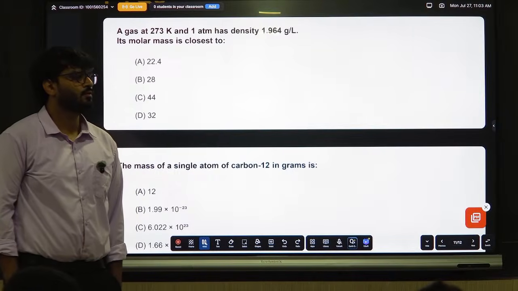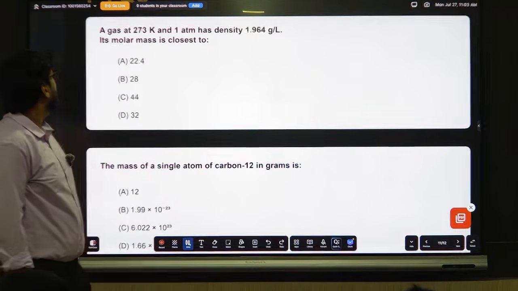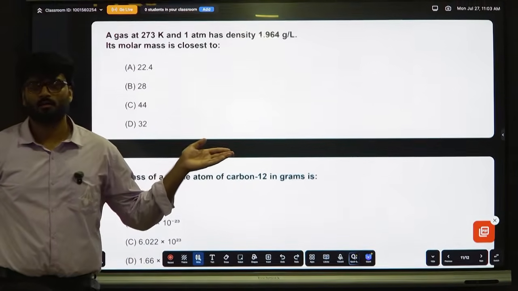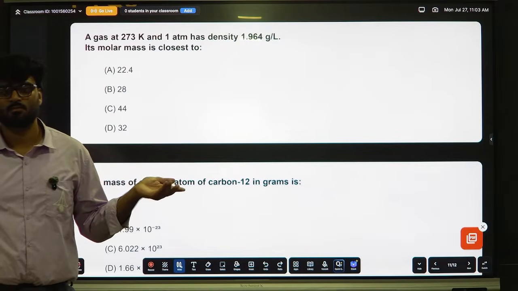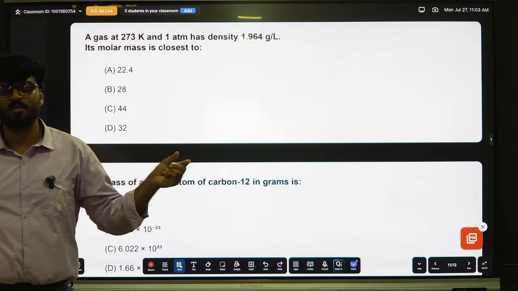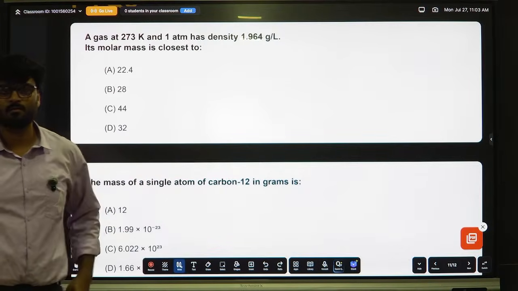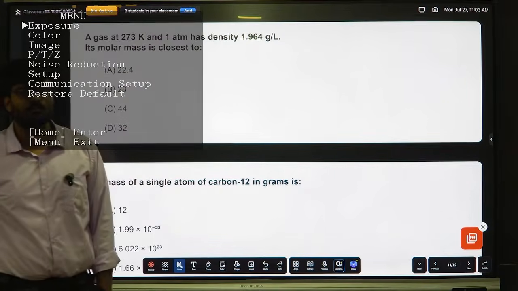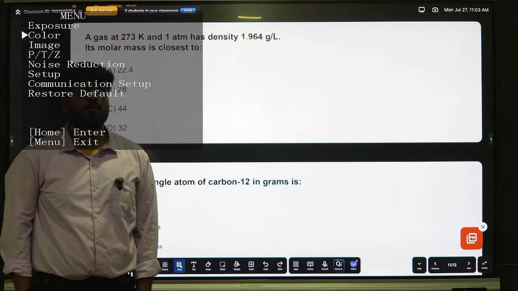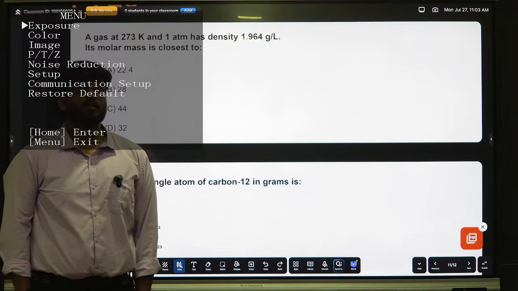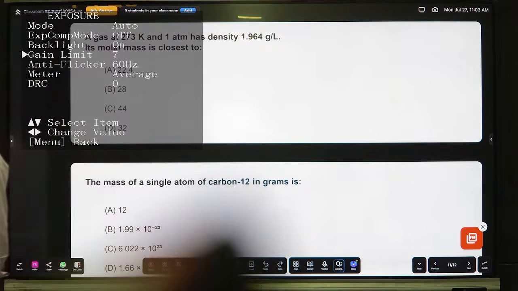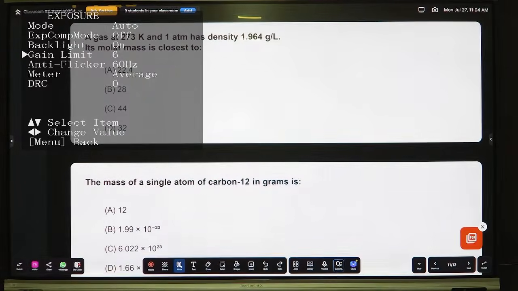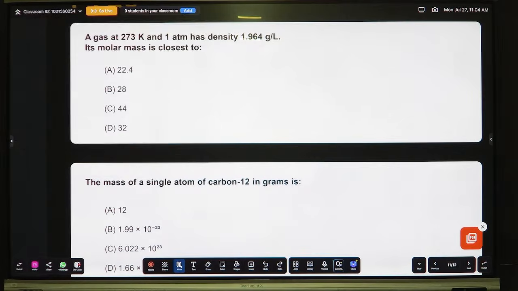Krishna, what happened to you? What is the formula here? PV equals nRT, the ideal gas equation. Number of moles is equal to given mass by molar mass, and when mass by volume is there, you can use density in place of that. Should I solve or do you want to try? I don't like it when there's no response. Okay, I will solve.